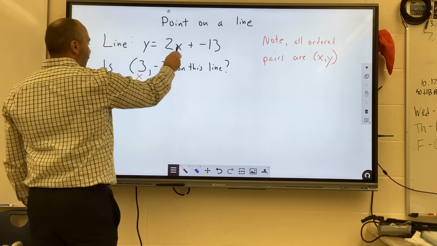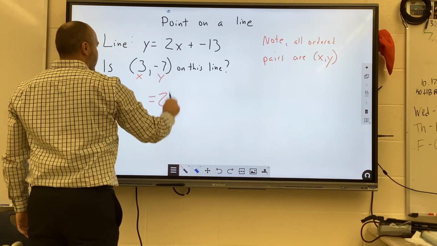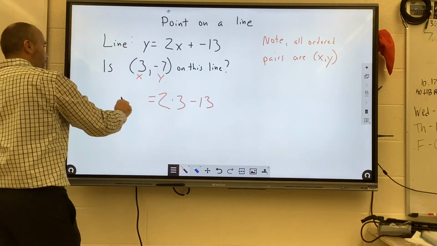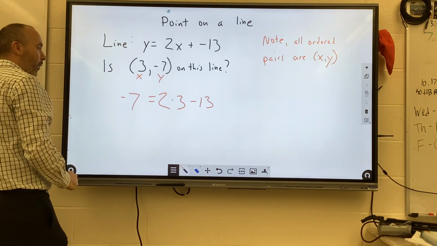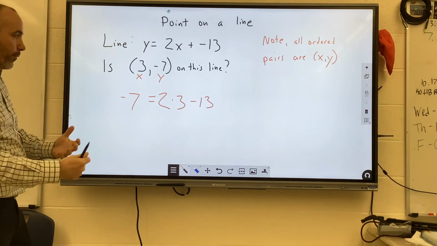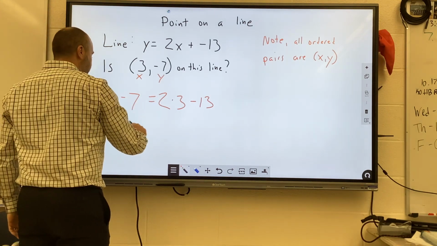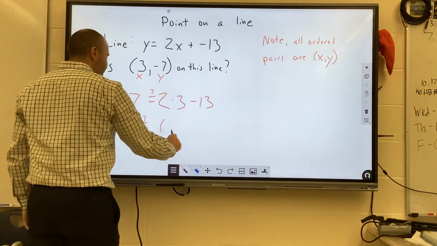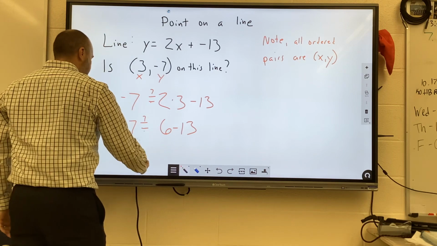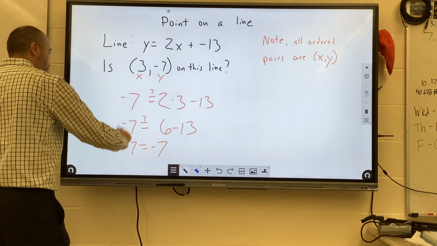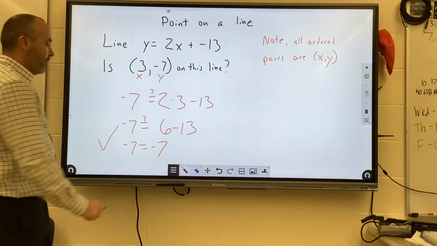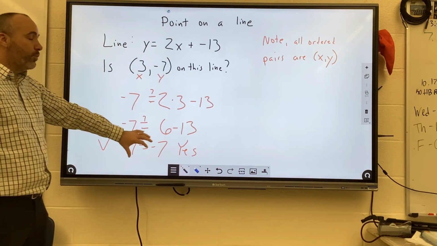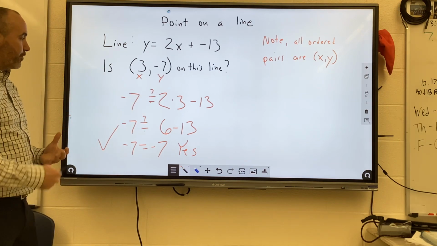So if I put my 3 in for x, this is 2 times x, so I'm going to do 2 times 3 minus 13. And I'm going to put -7 in for the y, and I just check, is this true? Following order of operations again, multiplication comes first. I'm going to put a little question mark here because we don't know if it's true yet. 2 times 3 is 6. And then 6 minus 13 is -7. So that's true. So is this point on the line? The answer is yes.